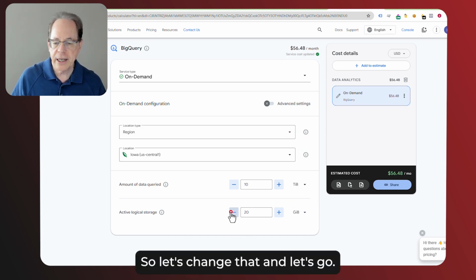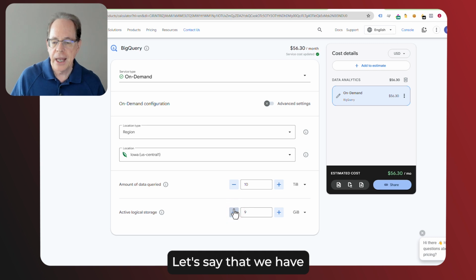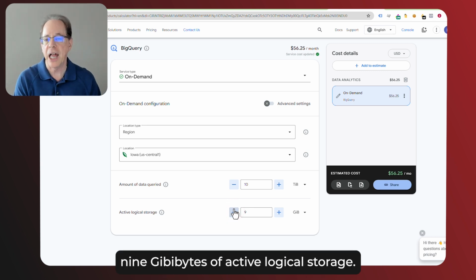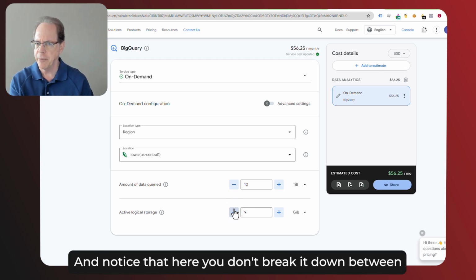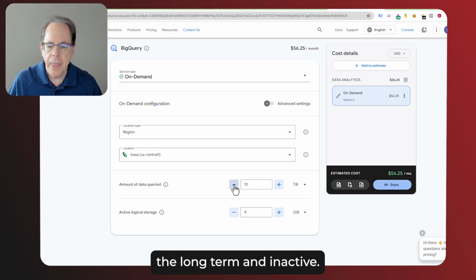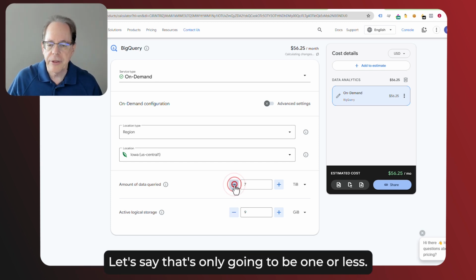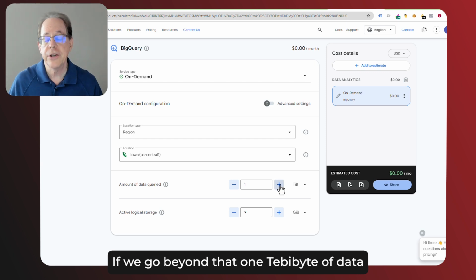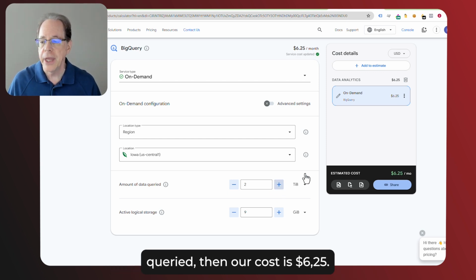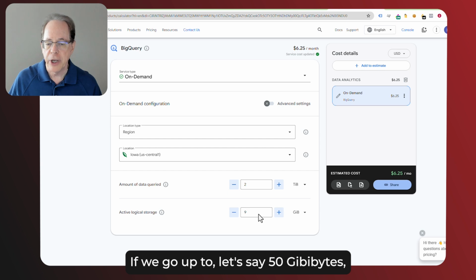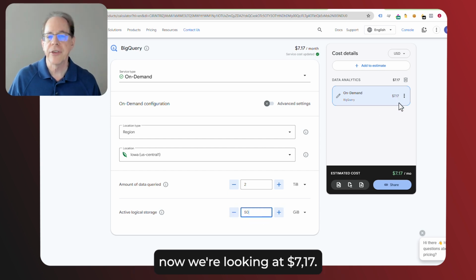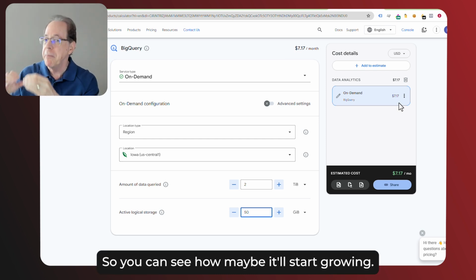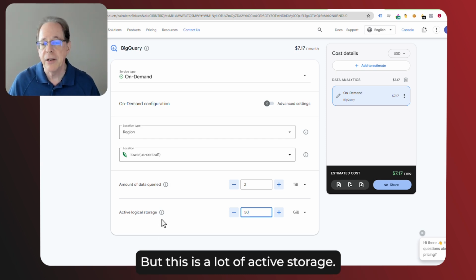So let's change that and say that we have 9 gigabytes of active logical storage. Notice that here you don't break it down between the long-term and inactive. And then the amount of data queried, let's say that's only going to be 1 or less. You can see that our cost is 0. If we go beyond that 1 tebibyte of data queried, then our cost is $6.25. If we go up to, let's say, 50 gigabytes, now we're looking at $7.17. You can see how it may start growing, but this is a lot of active storage.